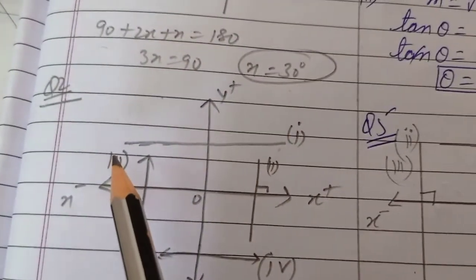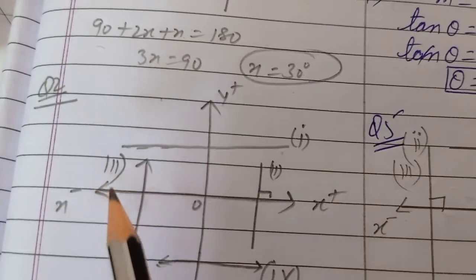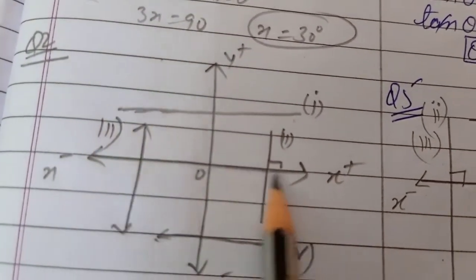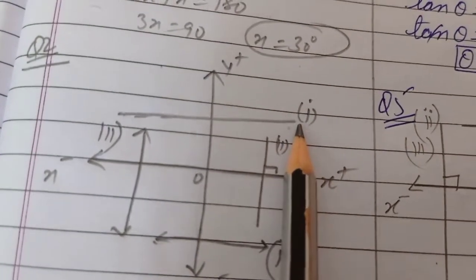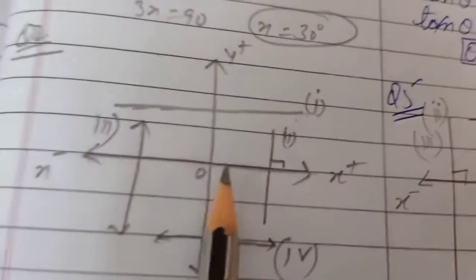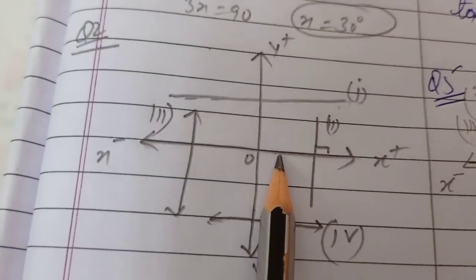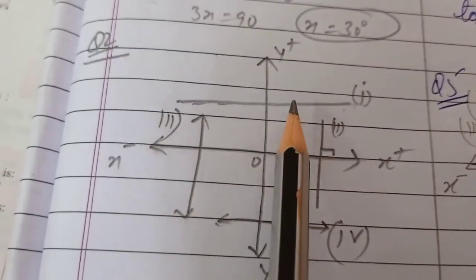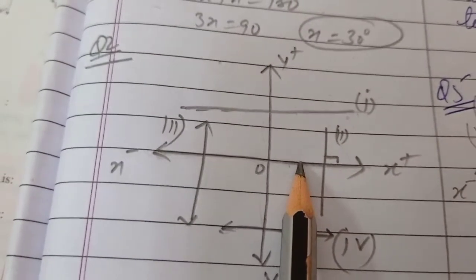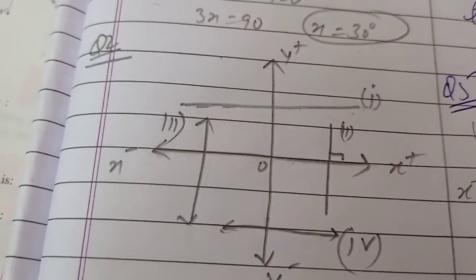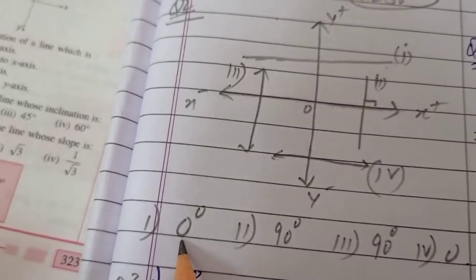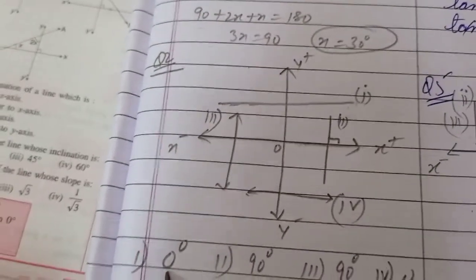Second question, write the inclination of a line which is parallel to x-axis. See children, I have drawn here axis. First part, draw a line parallel to x-axis. This is what? Parallel to x-axis. Now tell me, what is the angle of inclination? If this line and this line, they are not joining at all, that means the angle formed between them is 0. So what is the angle of inclination of first part? 0 degree.